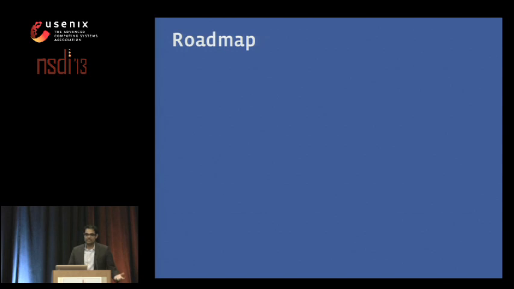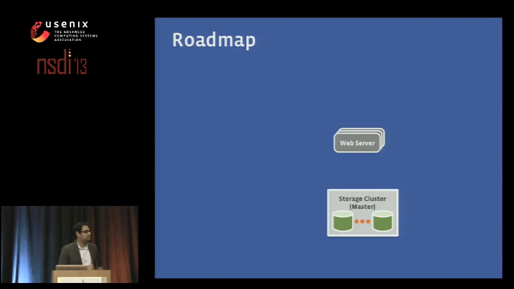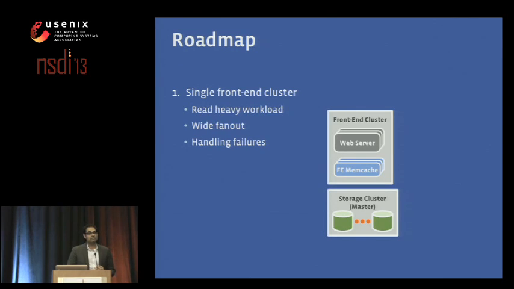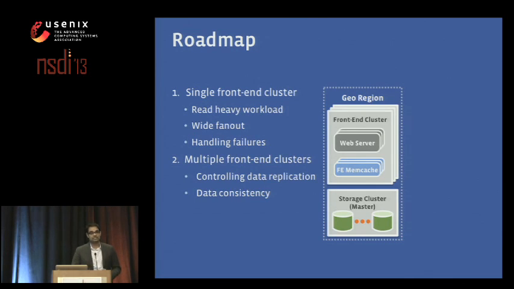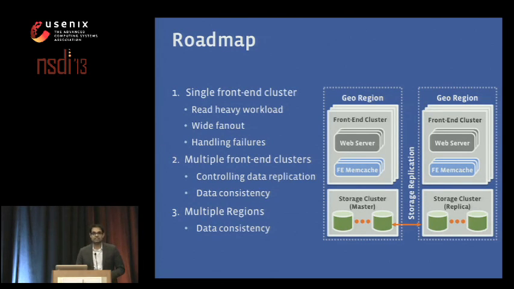So what is the rest of the talk going to look like? Let's start off with what a typical setup looks like. We have some web servers and we have some databases. In the first part of the talk, we'll add a few Memcache servers and call it a front-end cluster. The problems here are read-heavy workload, wide fan-out, and handling failures. Then we'll scale to multiple front-end clusters, where controlling data replication and data consistency become the interesting points. And then we'll talk about multiple geographic regions, and again, data consistency is the name of the game there.